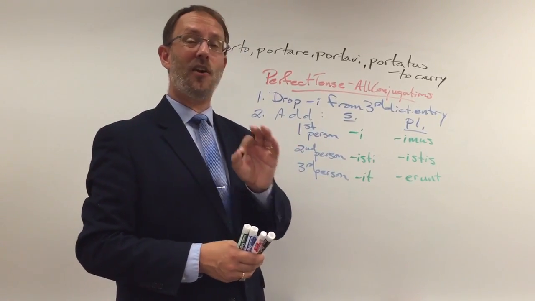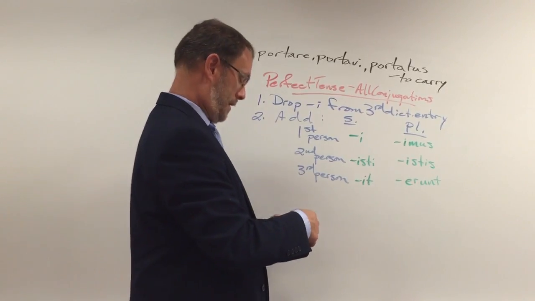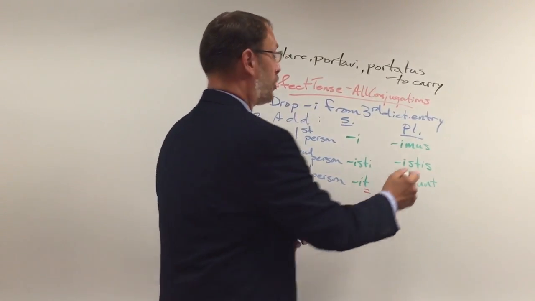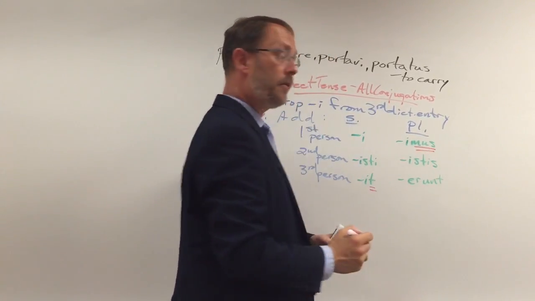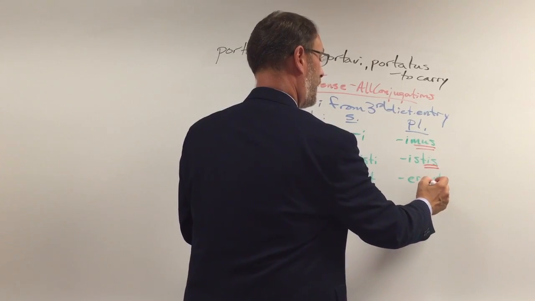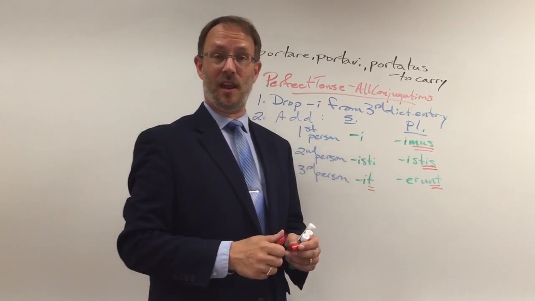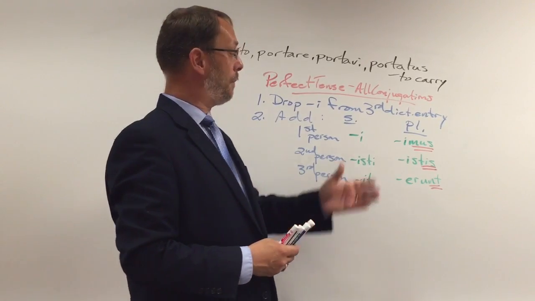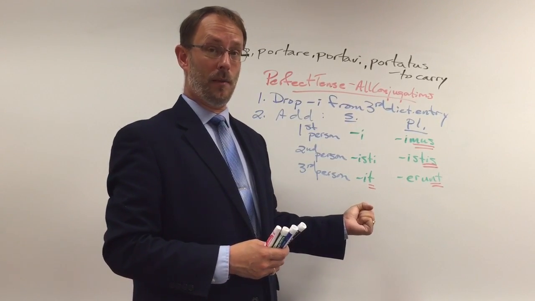But if you look closely, there are some similarities. Notice, down here in third person singular, we still have a T. In first person plural, we still have an M-U-S. In second person plural, we still have a T-I-S. And in third person plural, we still have an N-T. So there are some similarities to things that you already know. But this is a new set of endings that you're going to need to memorize.